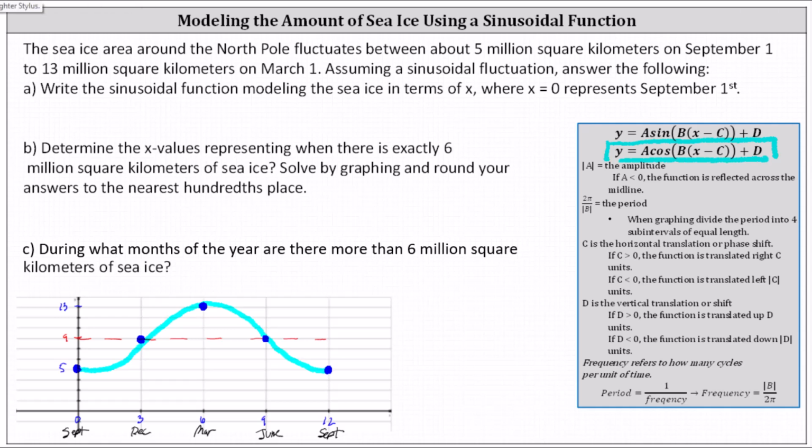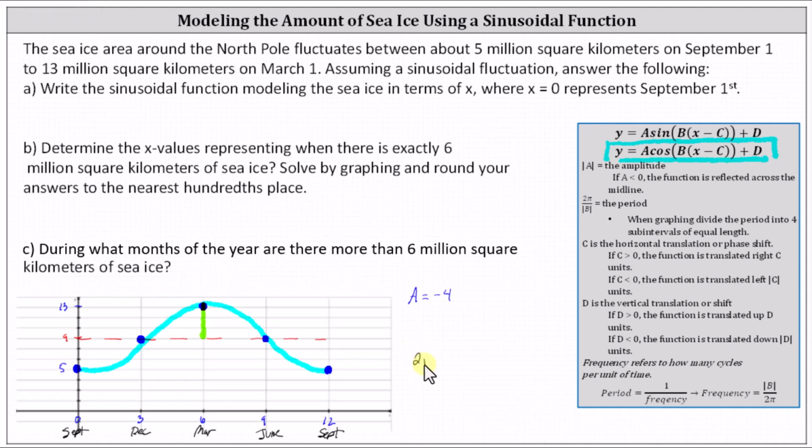To begin, notice the amplitude, which is the distance from 9 to 13, is 4. But again, because we have a reflection across the midline, we know a equals negative 4. 2 pi divided by the absolute value of b equals the period. We'll use a positive value for b, and therefore we'll set 2 pi divided by b equal to the period, which we can see is 12, and then solve for b.